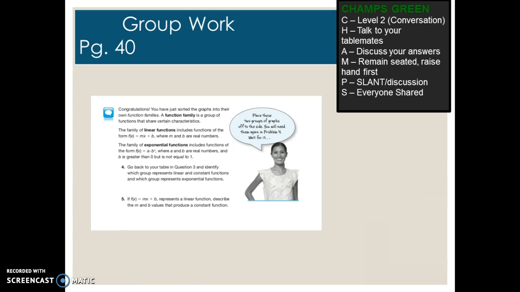I know some students think they needed a graphing calculator. As long as you have the graphs labeled correctly from what you did in group work, you'll be fine. You can always rewind the video, go back to that. Separate them based on what you're looking at, and then you are going to go back and identify which group is linear and which group is exponential.